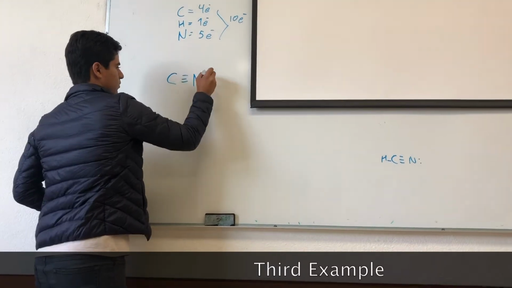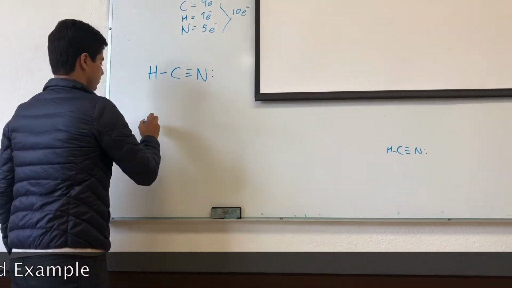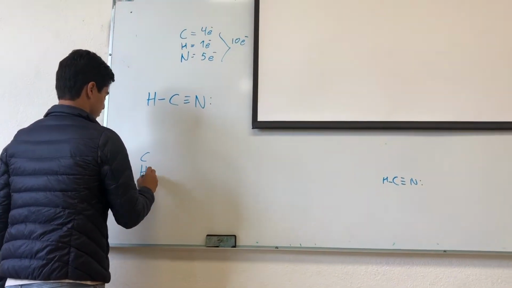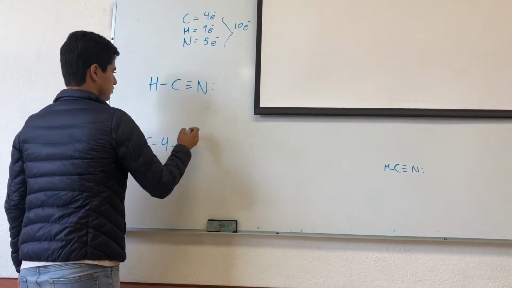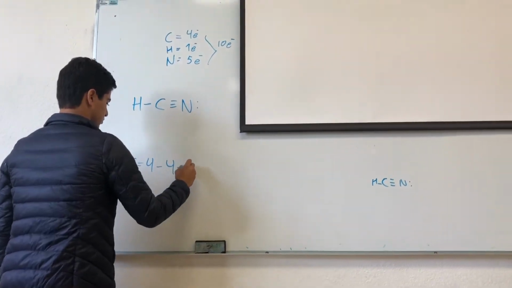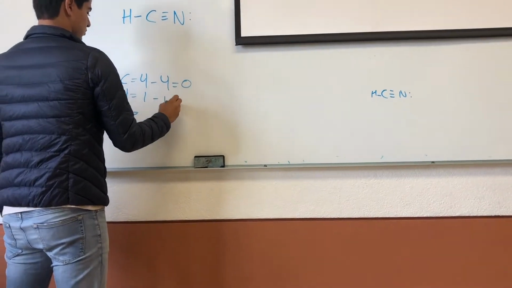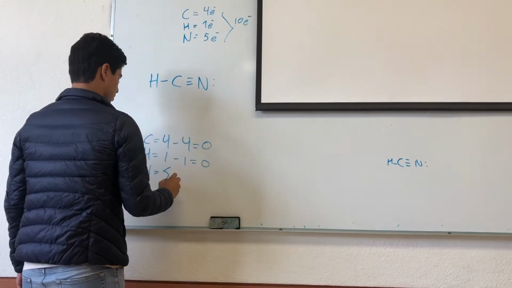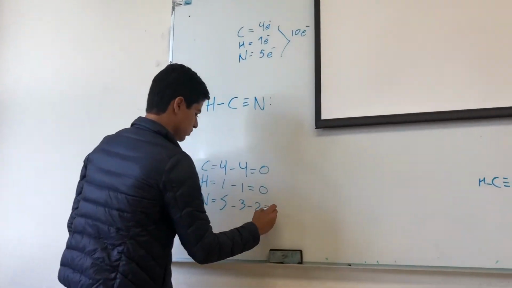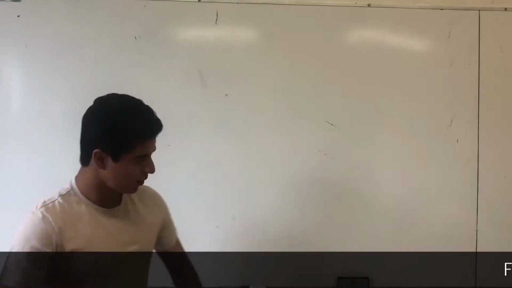First of all, we need to see how many valence electrons each element has. Then we do the Lewis structure, and we need to use a triple bond. And after that, we subtract the bonds we have from the valence electrons of each element.